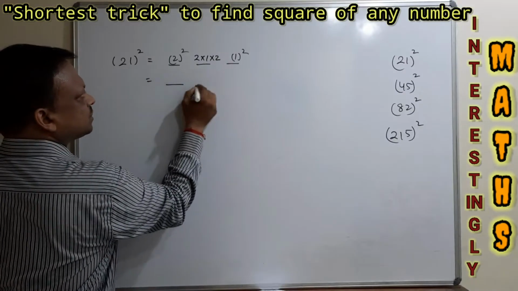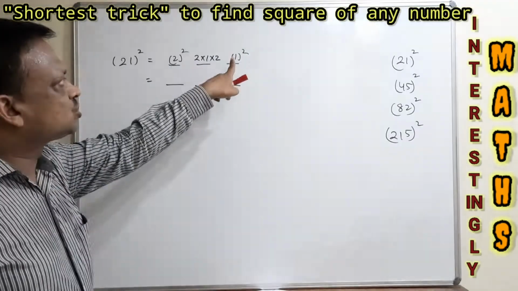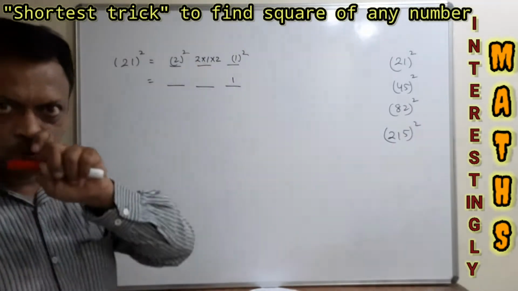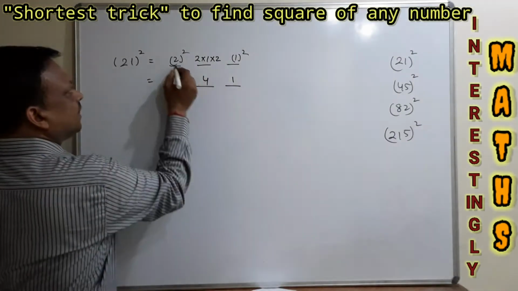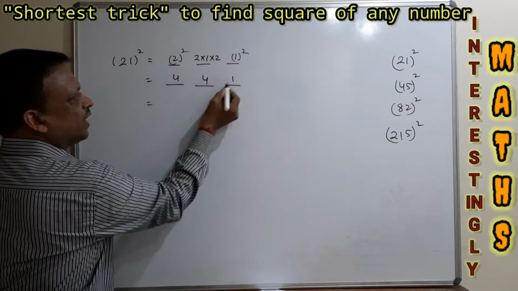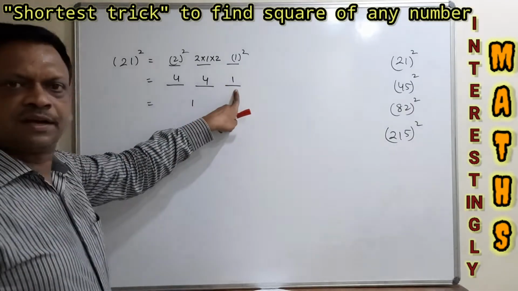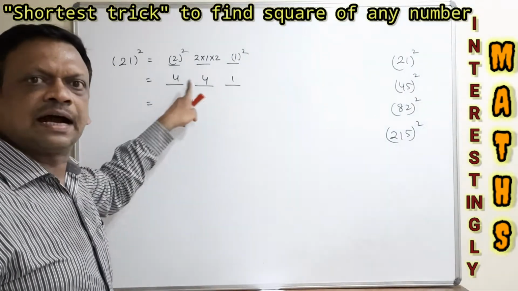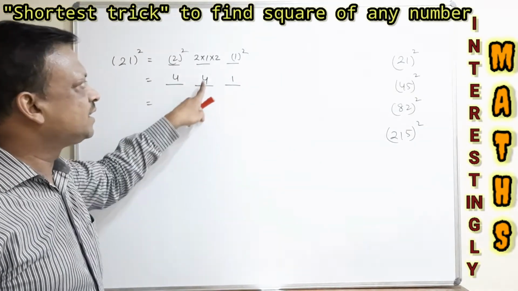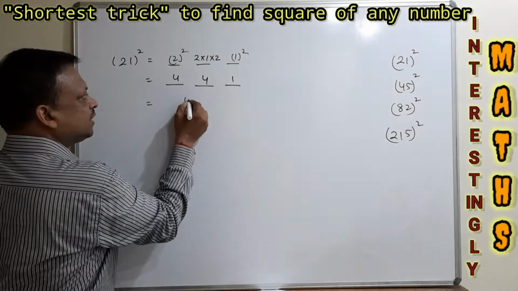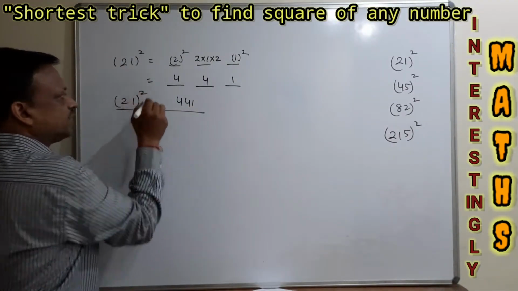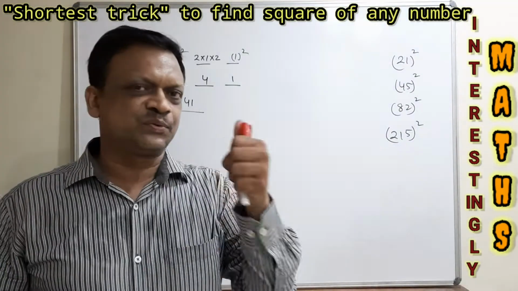Now see, again 3 digits. Square of 1 is 1. Multiplying, 2 into 1 into 2 is 4. 2 square is 4. So the number is: 1's digit from here, 10th digit from here, 100th digit from here. There is only one digit here, 1 has come, here also only one digit, 4 has come, and here also only one digit, 4 has come. See, the square of 21 is 441.